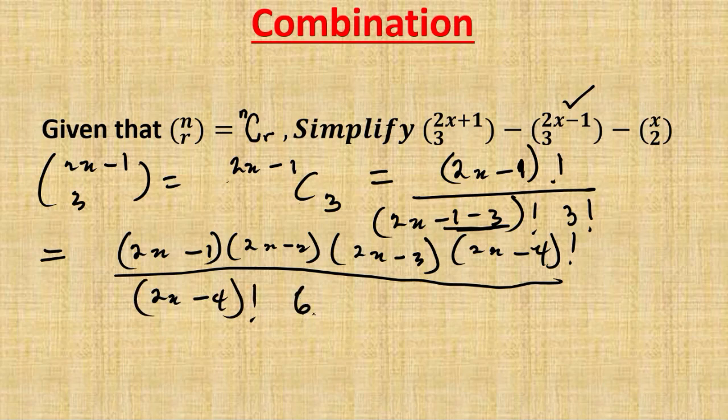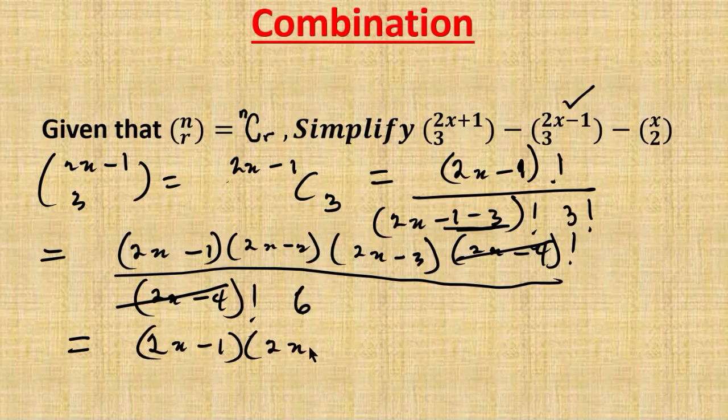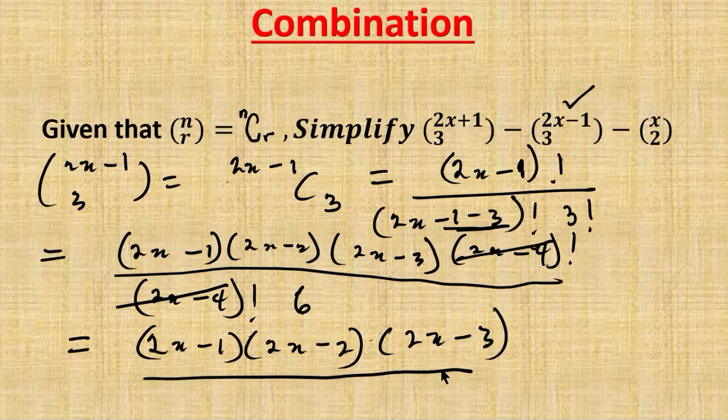3 factorial, we've agreed is 6, so I can leave that at 6. (2x minus 4) factorial cancels (2x minus 4) factorial. So what I'll have here will be the same thing as (2x minus 1) into (2x minus 2) into (2x minus 3) all over 6. Now we have defined for this, which is very okay. Now let's go in for the last part of the equation.